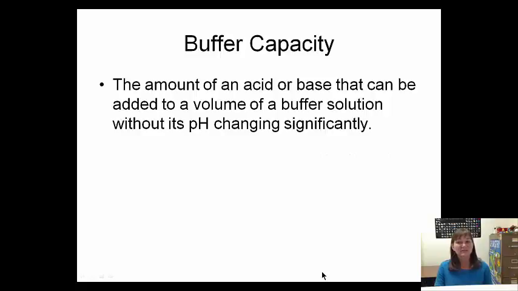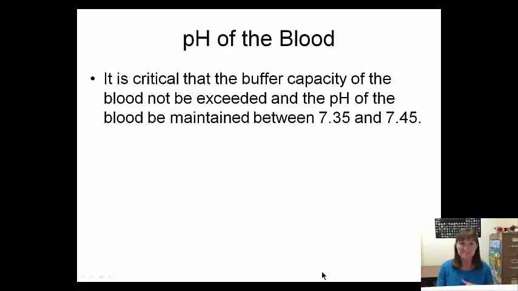The amount of an acid or a base that can be added to a volume of a buffer solution without the pH changing is what we call the buffer capacity. So every buffer has a certain buffer capacity, and you can break that buffer capacity. You can add so much acid to a buffer that at some point it no longer is going to function as a buffer anymore. So in the blood, it is critical that the buffer capacity of the blood not be exceeded, because it's important that the pH of blood be maintained between 7.35 and 7.45. So you don't have very much leeway before things start messing up in the blood. So you need a very good buffer that can keep it. It can only change 0.005 of a pH unit each way.